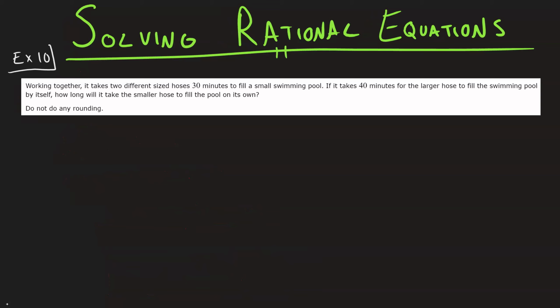So our last problem today is a word problem, everybody's favorite. And it says, working together, it takes 2 different sized hoses 30 minutes to fill a small swimming pool. If it takes 40 minutes for the larger hose to fill the swimming pool by itself, how long will it take the smaller hose to fill the pool on its own?